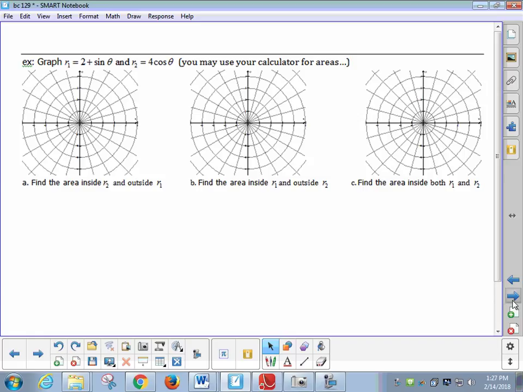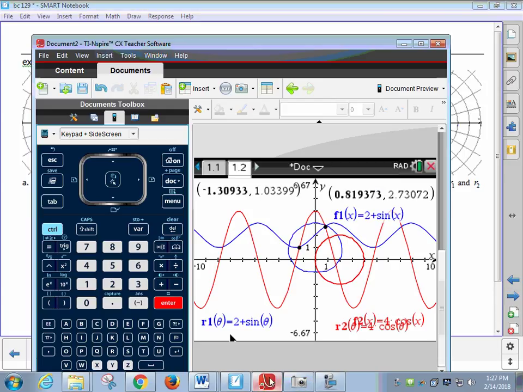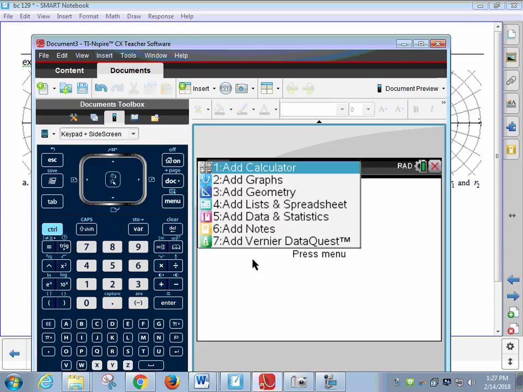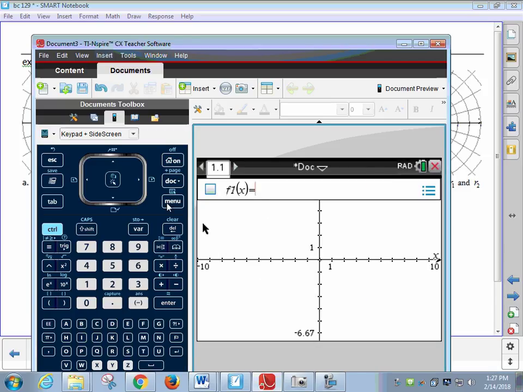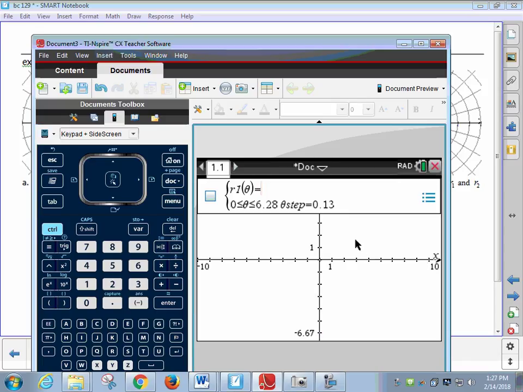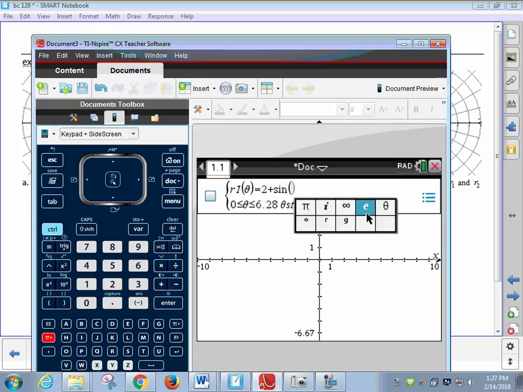For these, get your calculator, please. 2 plus sine and 4 cosine. That's what he got on the board. Oh, wait, divided by 2. Equals. Go to polar mode. Are you good? It might be already done for you, but start again. The theta, I remind you, is in the pi submenu. One place to find it is in the pi submenu.